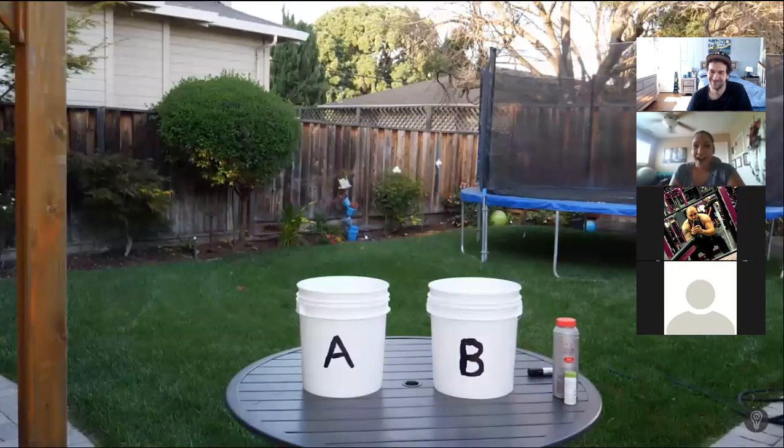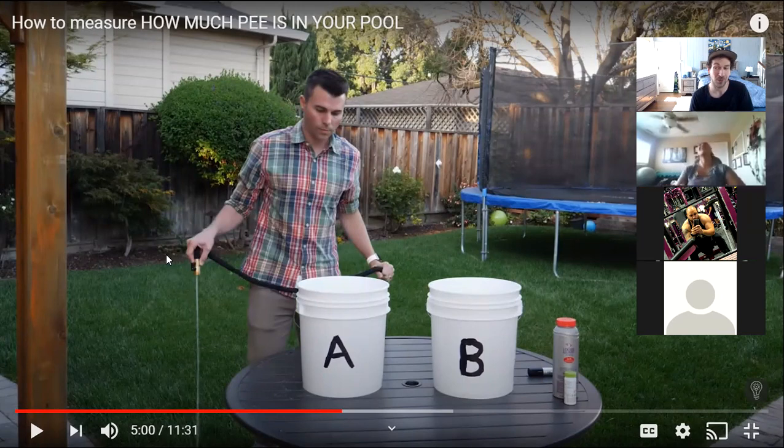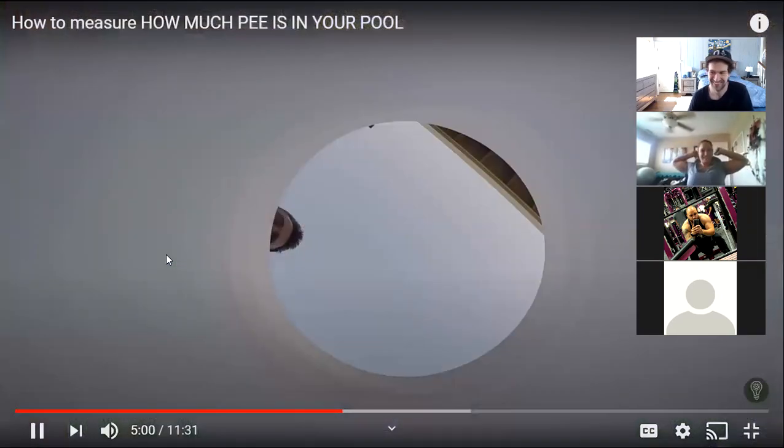So I devised an experiment of my own. So Maggie, it looks like you've already kind of figured out where this is headed. But yeah, if you dip chlorine into water, no smell. Dip chlorine into water plus urine, pool smell. See if this was really true.